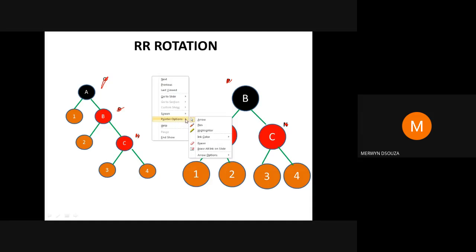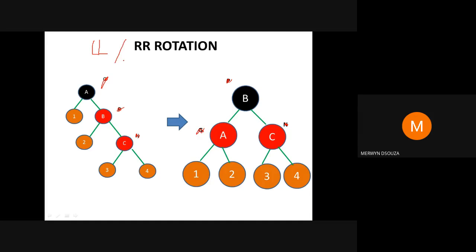Now there's one important thing that I have not told you. LL and RR rotations are both single rotations. So if you have noted this, I'll go to the next one.